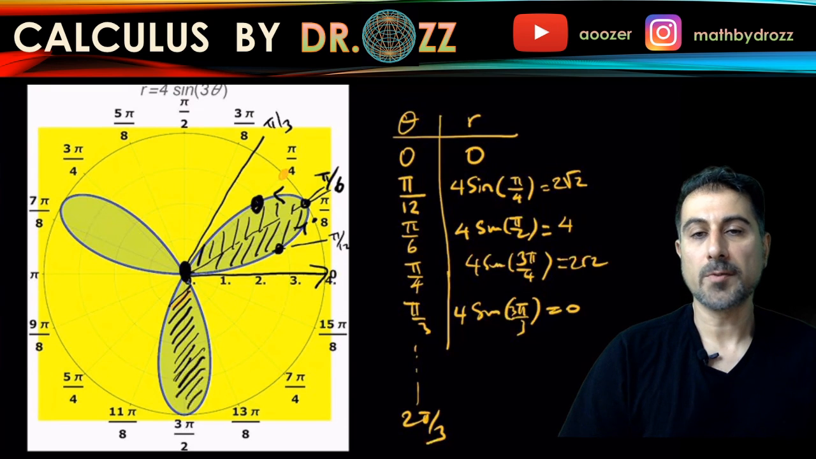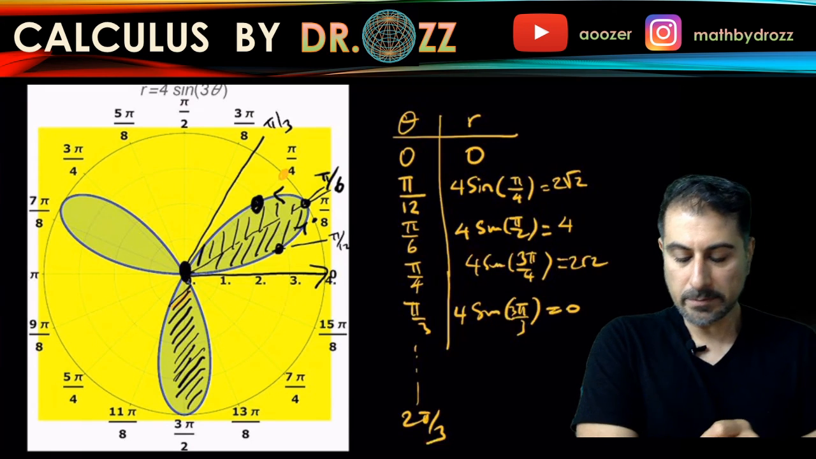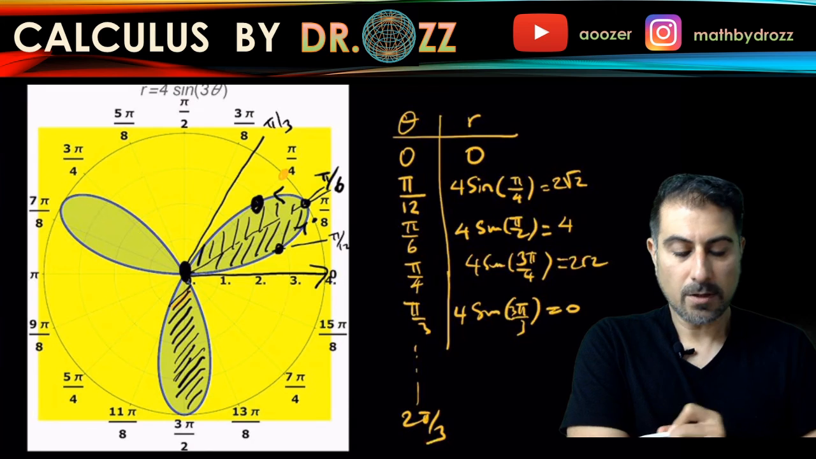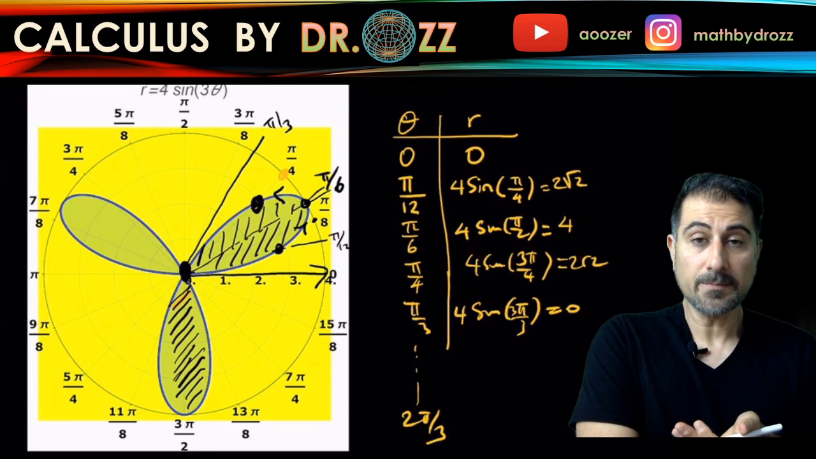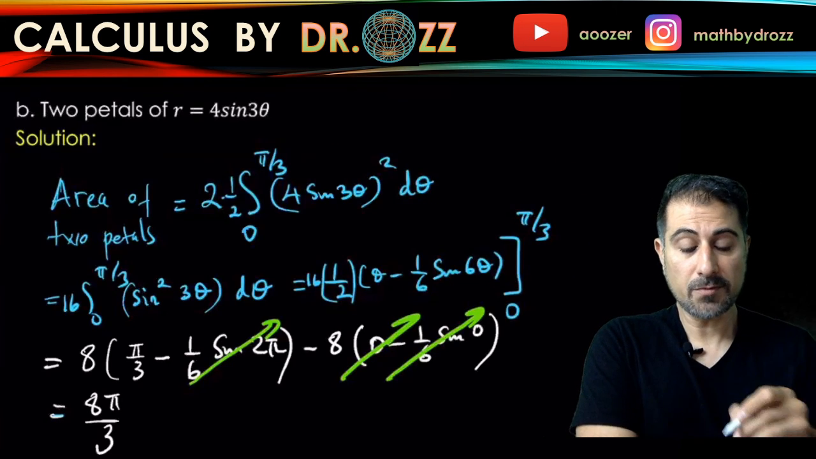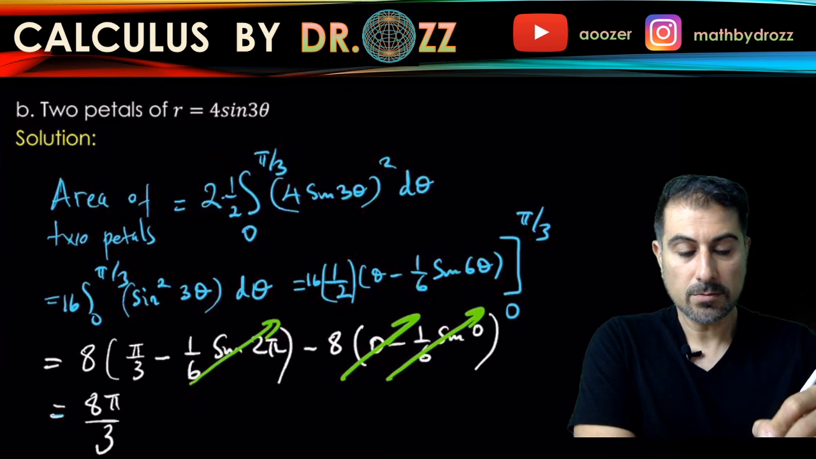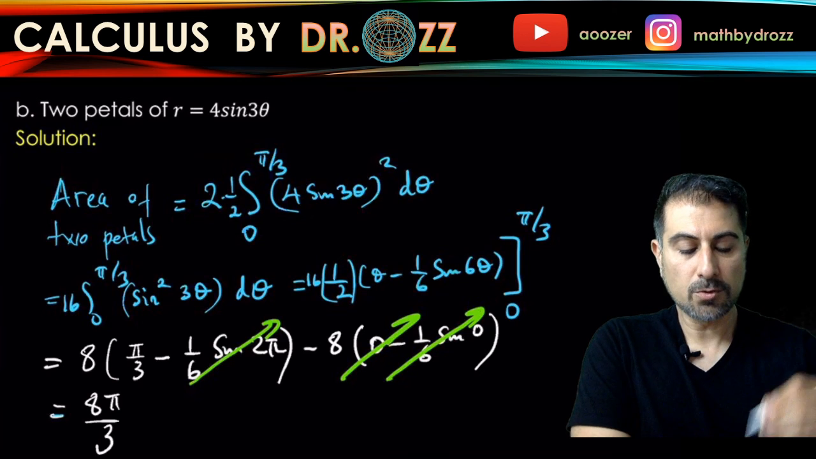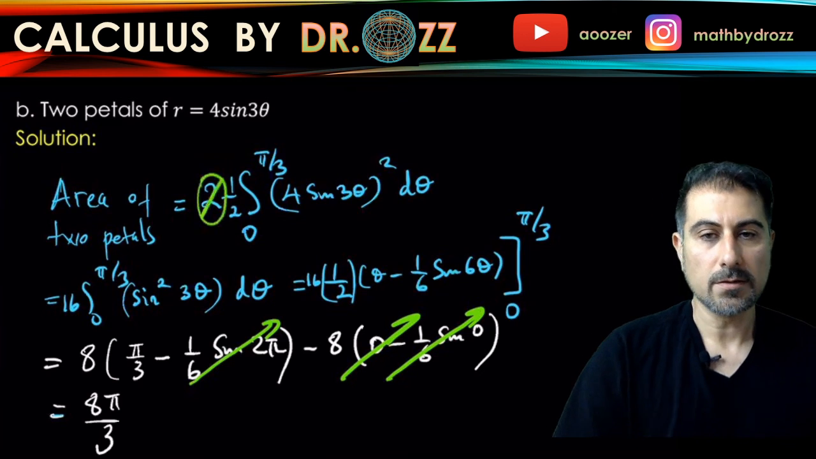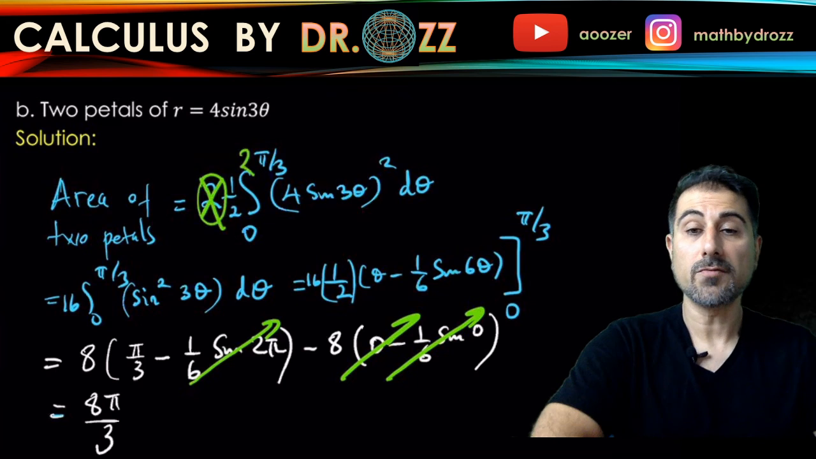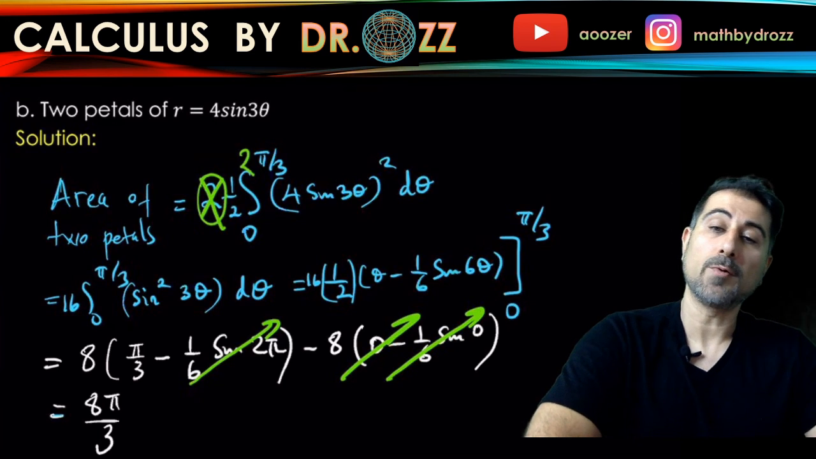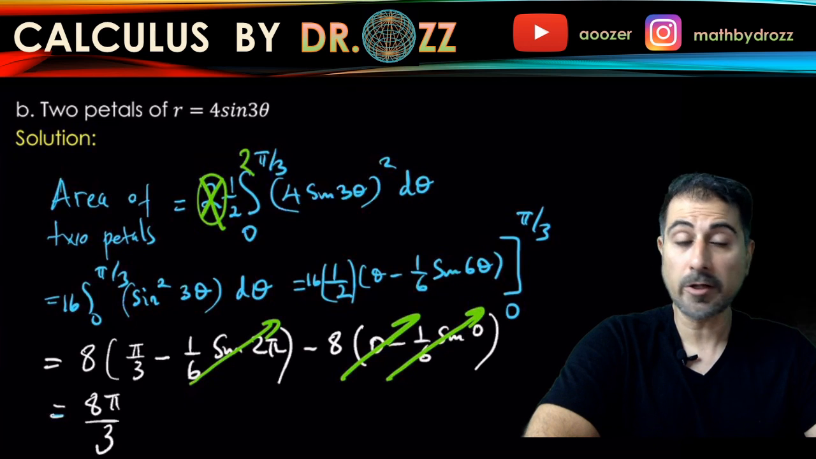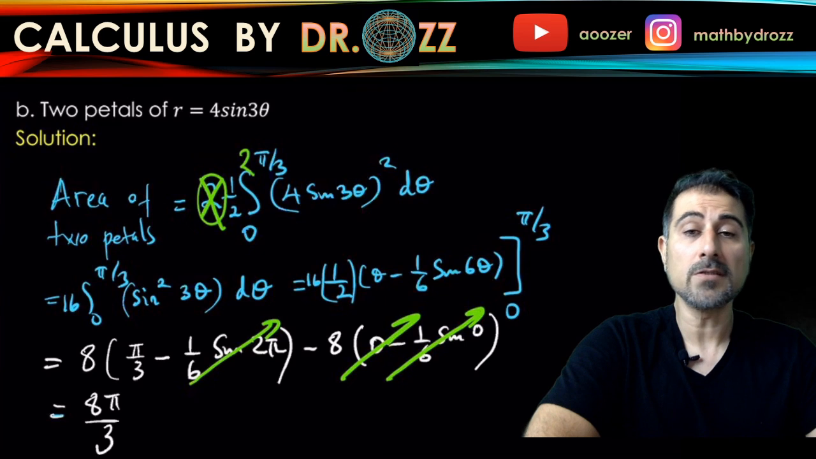Because the question says the area of any 2 paddles, here we go. If you integrate from 0 to 2 pi over 3 without multiplying by 2, so this 2 is gone, but you put 2 pi over 3 here, then you have the area of 2 paddles covered, and you will still have 8 pi over 3 as a result of this integral. Please do it after you finish this video, just to convince yourself, all right?